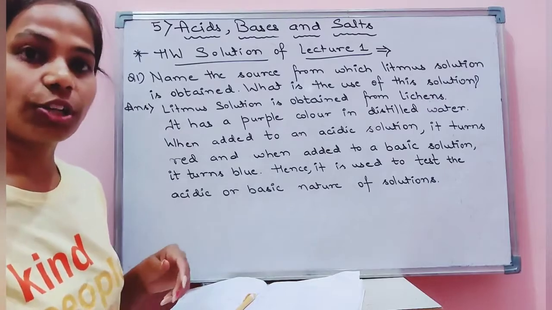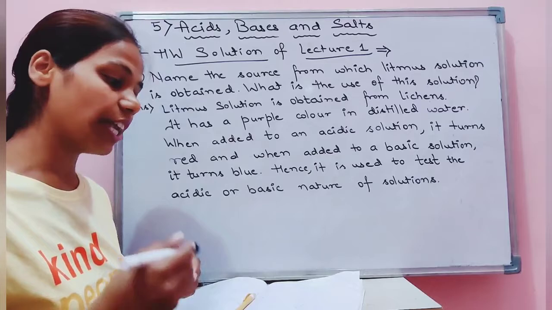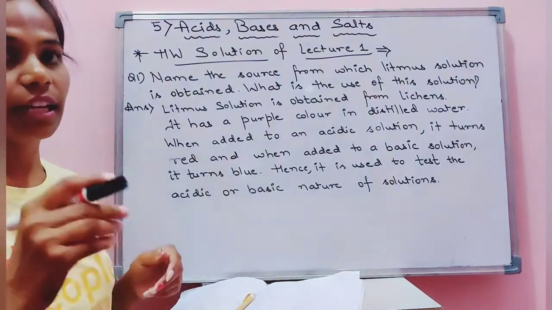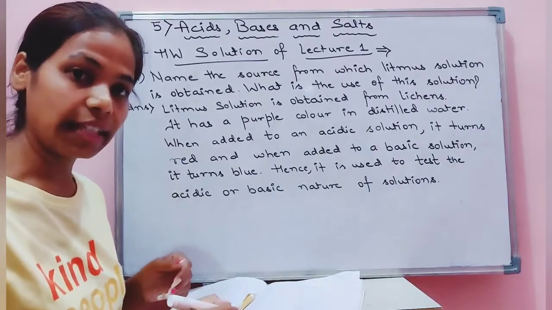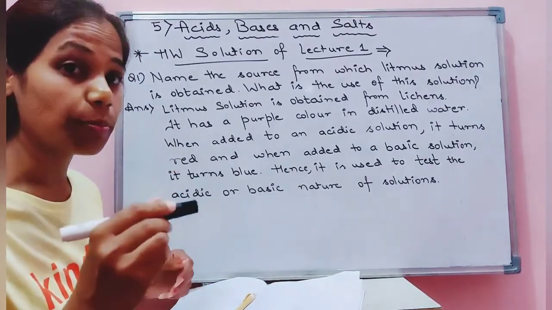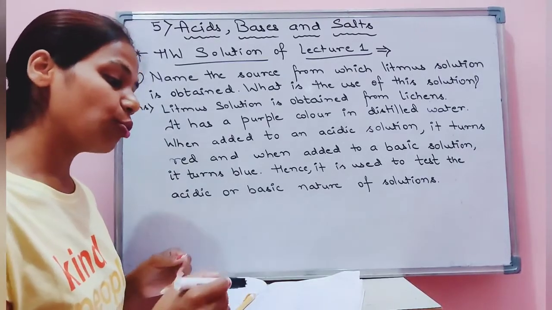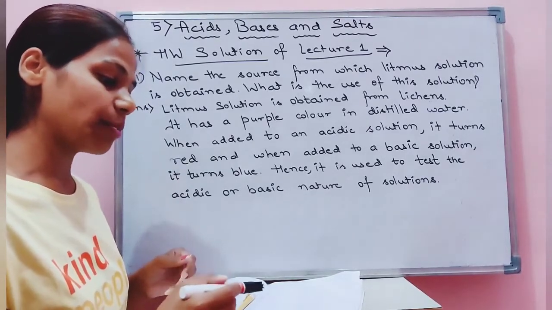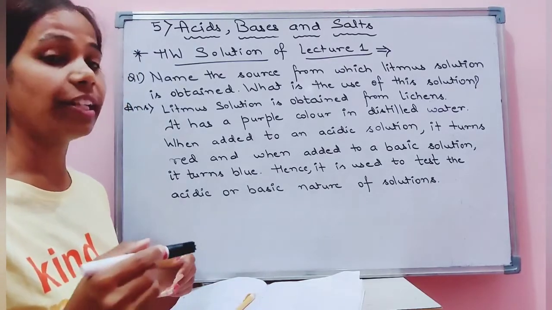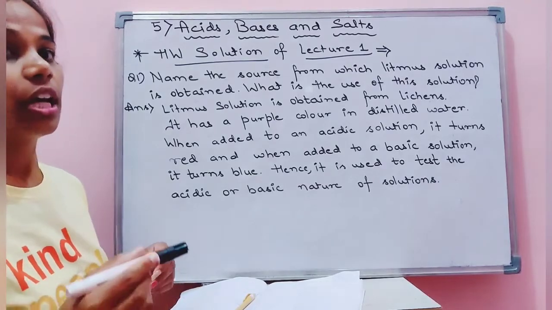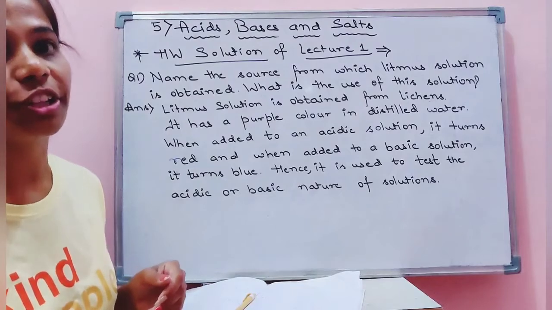The next 2 questions were true and false. Question number 2 was, nitric acid turns blue litmus red. It is a false statement, children, because it is an acid, so it will turn blue litmus red, not red litmus blue. The third question was, an indicator is a substance which shows different colors in acidic and basic solutions. It is a true statement, children, because indicators show different colors.